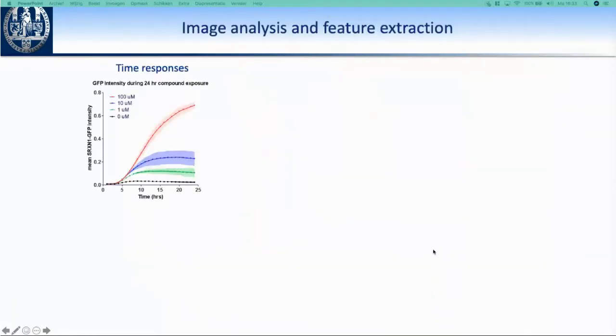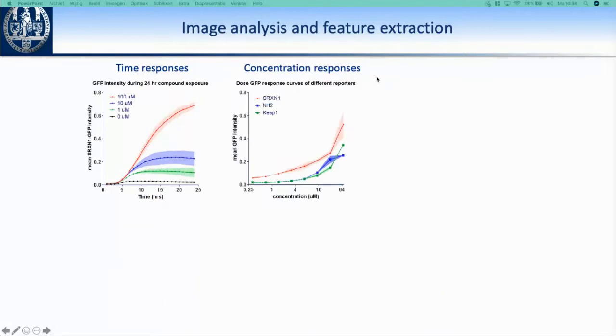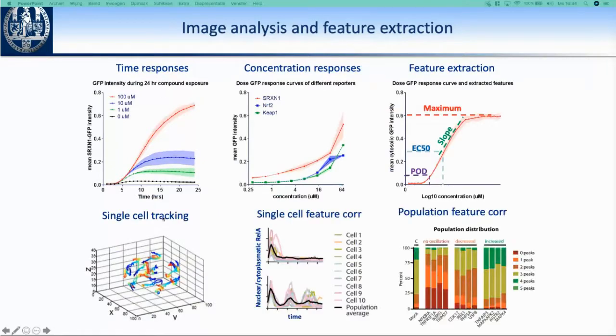So with this data, you can extract different features. You can extract different time responses, but also concentration-dependent responses. Based on this, you can define, for instance, the point of departure, so the concentration at which we start seeing an induction of a certain stress response pathway, but also the EC50 or the slope or the maximum induction of this GFP response. And we can do this at the single cell level.